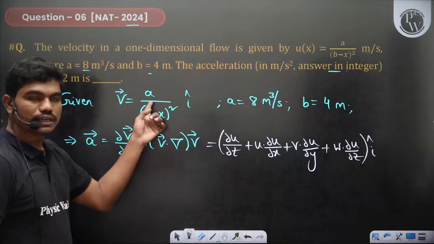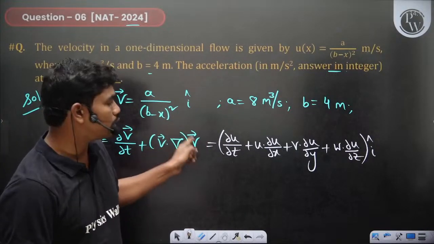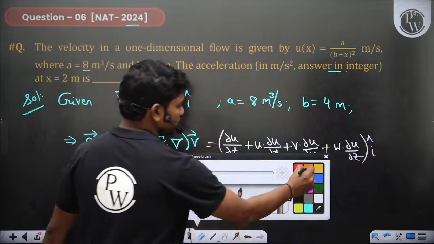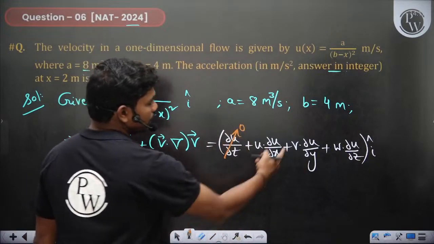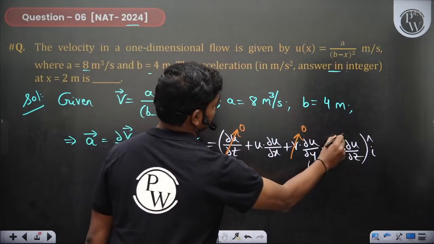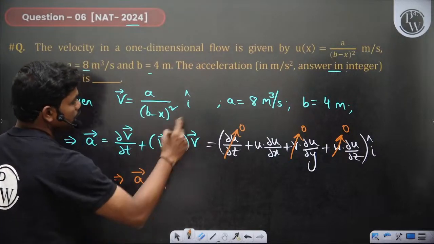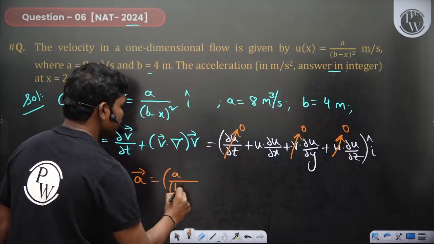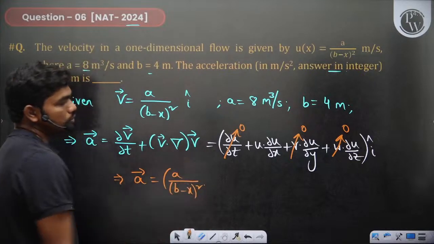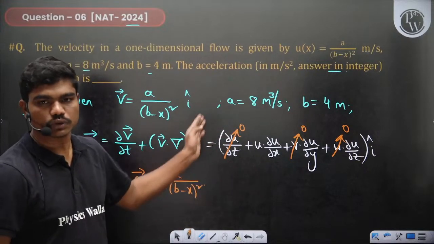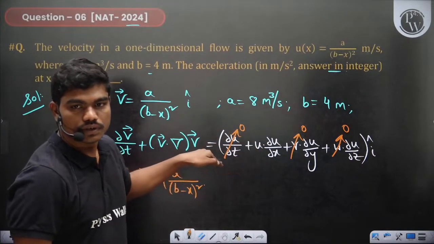But here the flow given is steady flow, okay, steady flow, because there is no involvement of time. So there is no dependence on time. V and W components are not there, so this is 0. So your acceleration is going to be u a by b minus x whole square into, now du by dou x, since u is only a function of x. Is it from fluid kinematics?